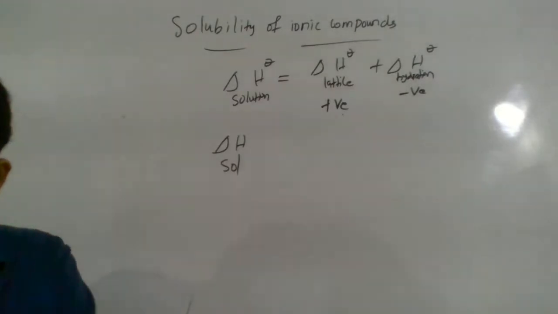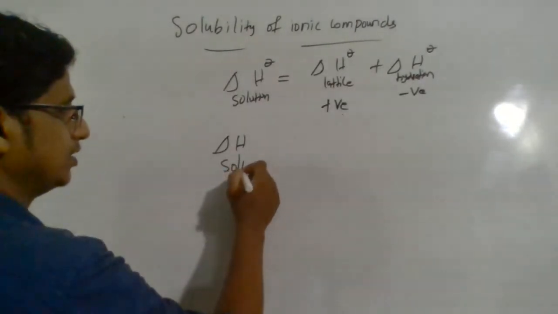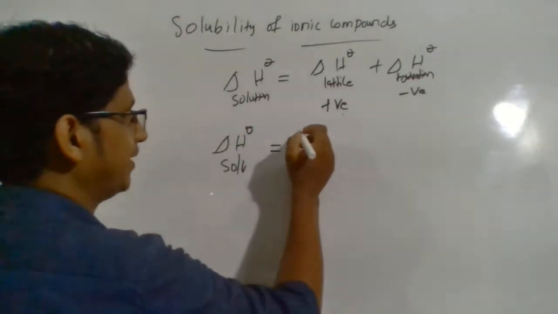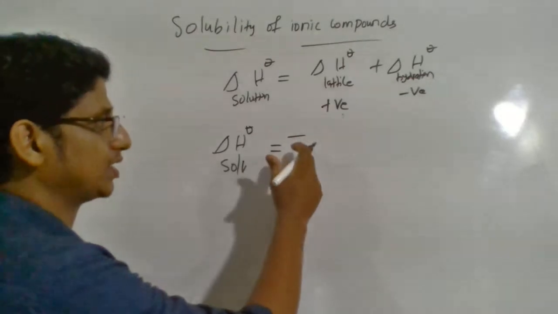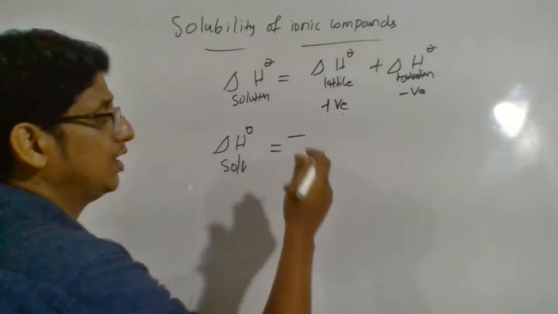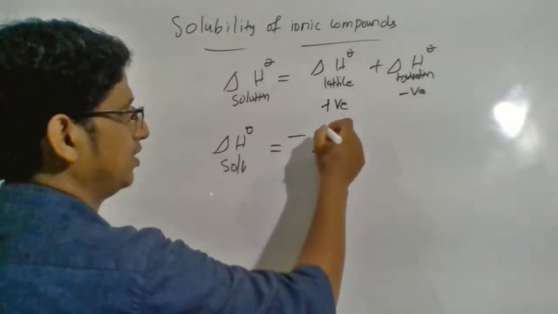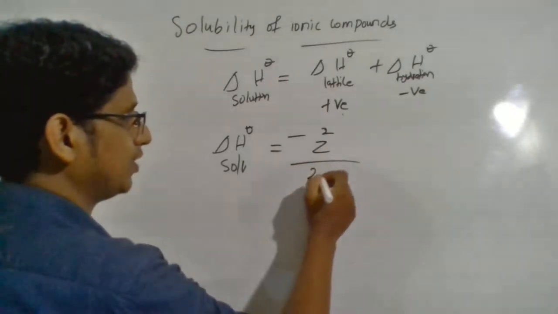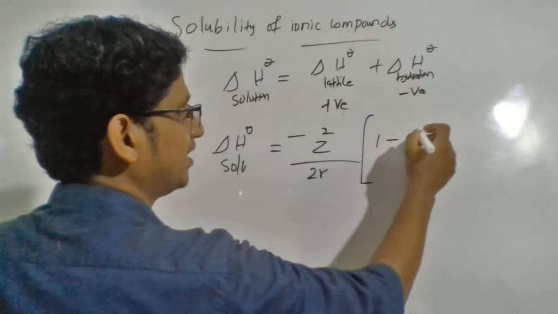So let me represent the equation for solvation enthalpy. Solvation enthalpy will be, you have an equation to compare. Remember, solvation enthalpy is generally negative. That is why the negative sign is put here. Don't get confused now with that negative value. So it is Z squared e squared divided by 2r into 1 minus 1 by D.